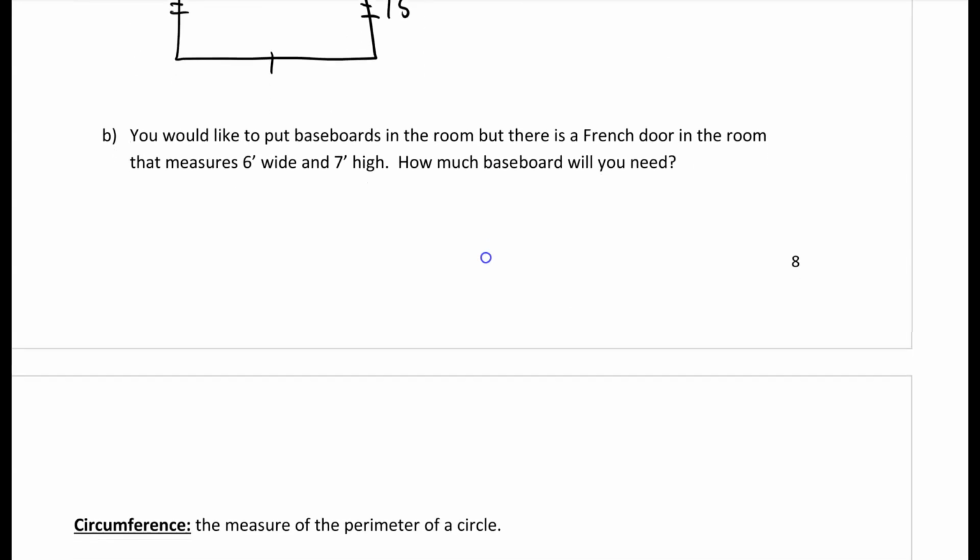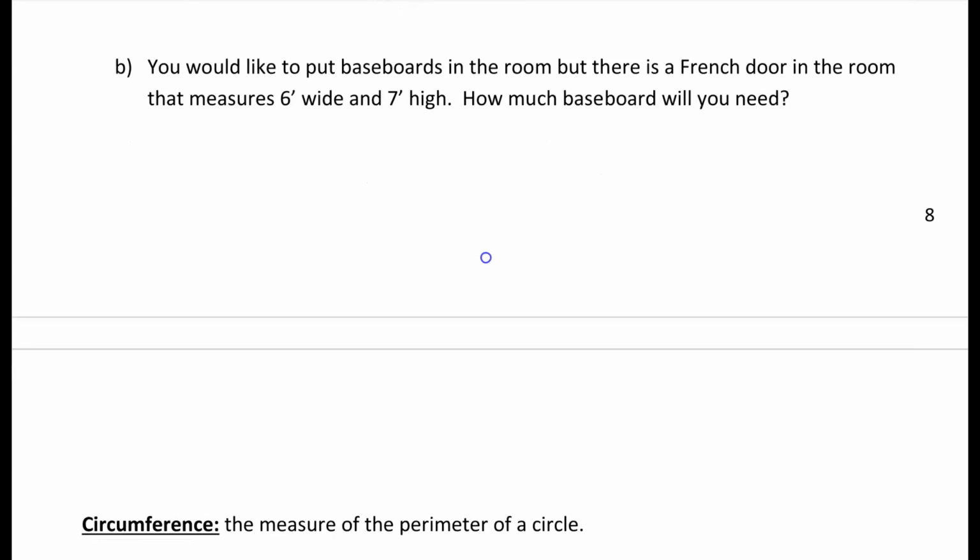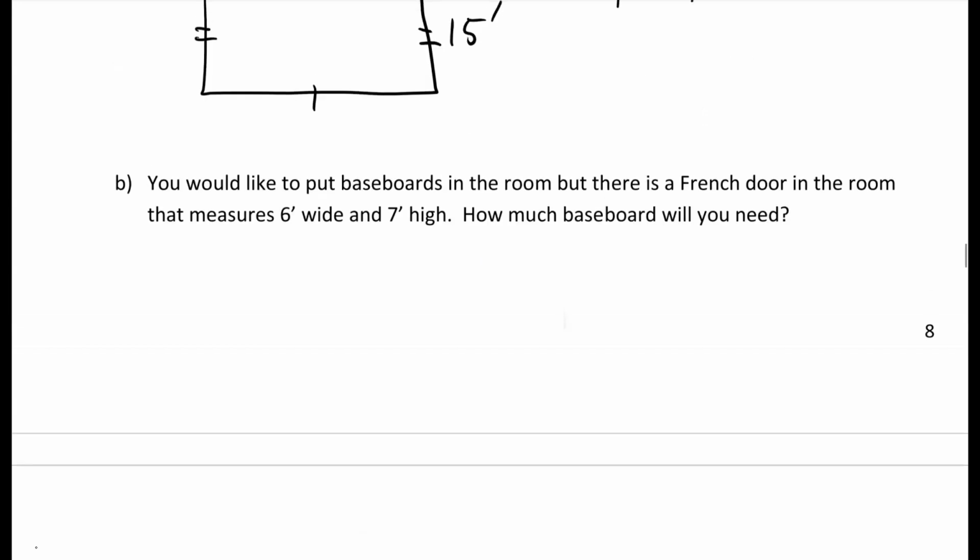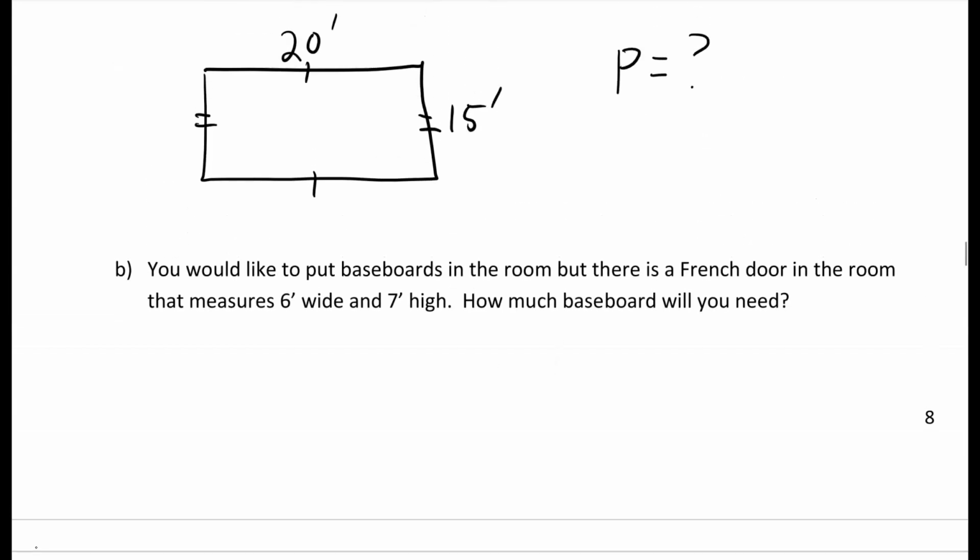For B, I'd like to put baseboards in the room, but there is a French door in the room measuring 6 feet wide and 7 feet high. How much baseboard will you need? Well, we're still going based off of the room that's above. So we have our 20 by 20 and our 15 by 15.